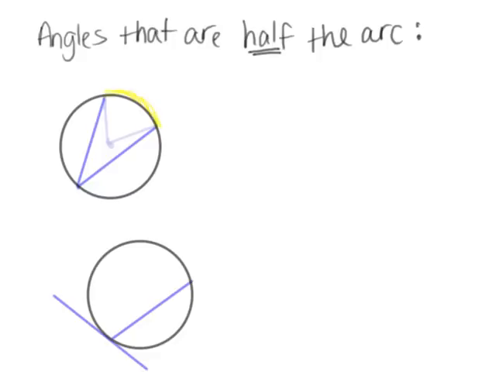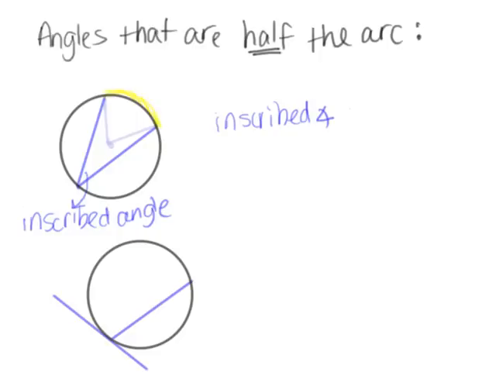However, we have not talked about this other angle back here. Let's name this angle back here. We have talked about the fact that it's named the inscribed angle, and I may have briefly mentioned in an earlier video that the inscribed angle will be equal to half of the intercepted arc.